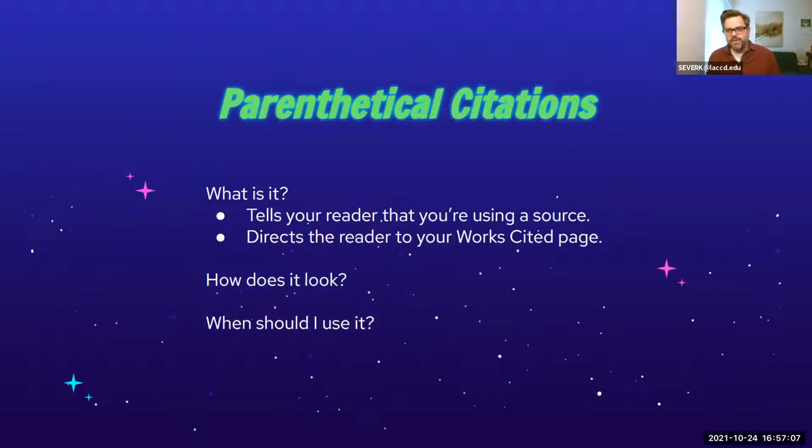It's any time in your paper when you use a source, whether it's Wikipedia, a YouTube video, a magazine, a work of art. Anytime you draw on a source or reference a source, you need to let your reader know. A parenthetical citation lets your reader know. It also directs your reader to your works cited page where you list all your sources. We'll get to that in a little bit here.